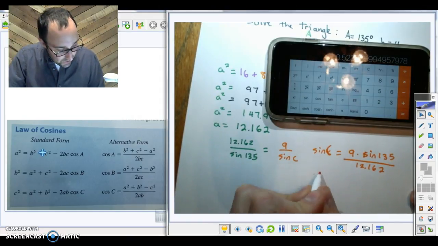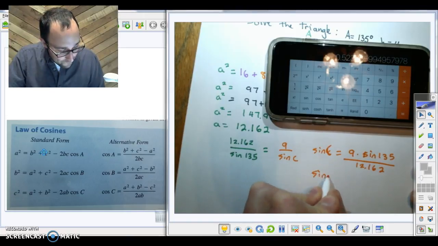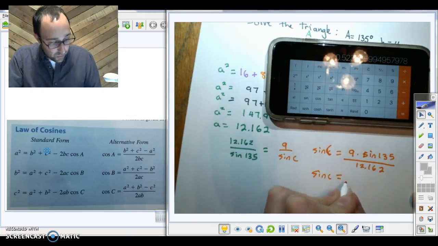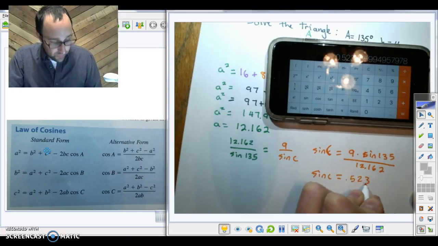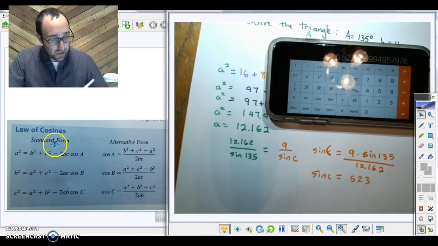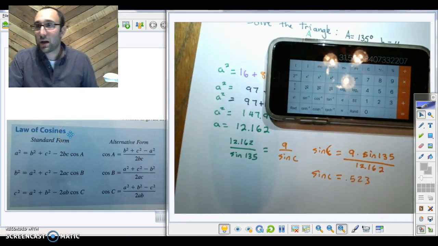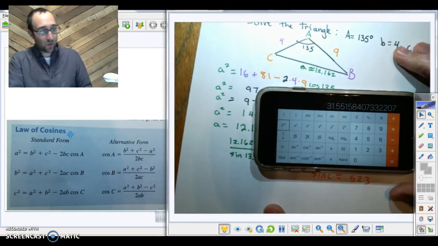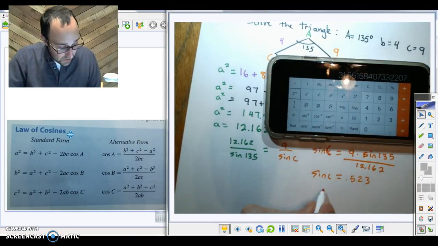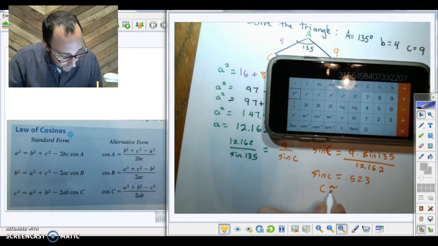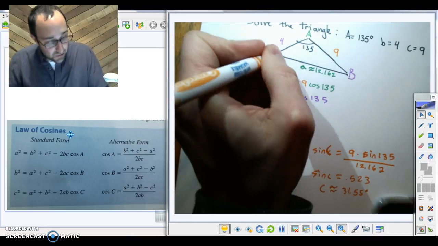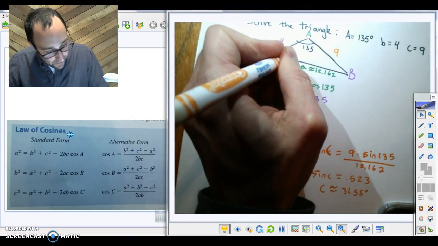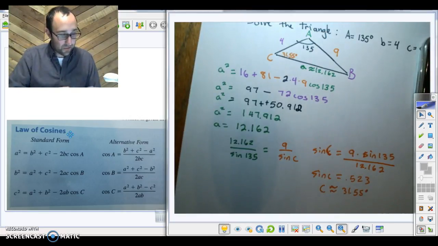So we say sine C is going to equal 0.523. Now what we want to do is to get rid of that sine, take the inverse sine, and you should get 31.55, which seems in the realm of possibility. So we can say C equals about 31.55 degrees. Let's put it in, 31.55 degrees, and now let's just find out what B equals.